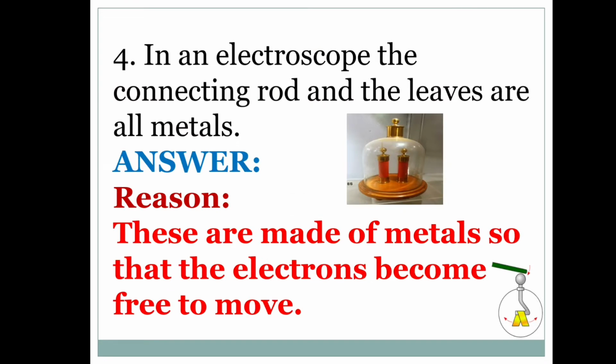Fourth one, in an electroscope, the connecting rod and the leaves are all metals. Reason, these are made of metals so that the electrons become free to move.